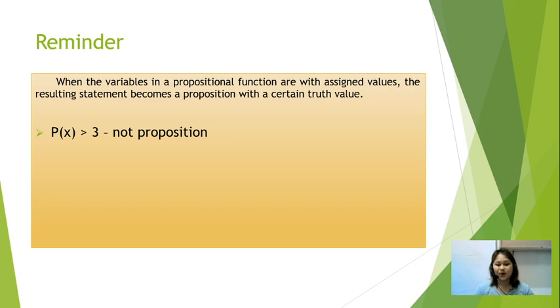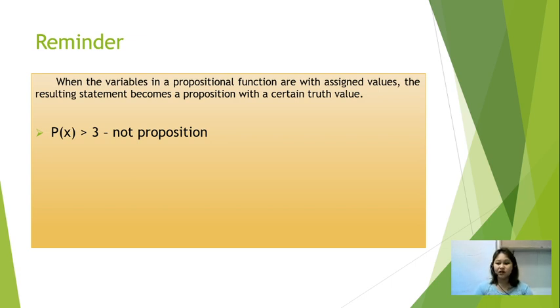For example, take the sentence, Manila is the capital of the Philippines. It is a proposition; it is declaring a fact, and it's true. But when we say that Sorsogon City is the capital of the Philippines, it is still a proposition, yes, because it is a declarative sentence, but it is false because Sorsogon City is not the capital of the Philippines.